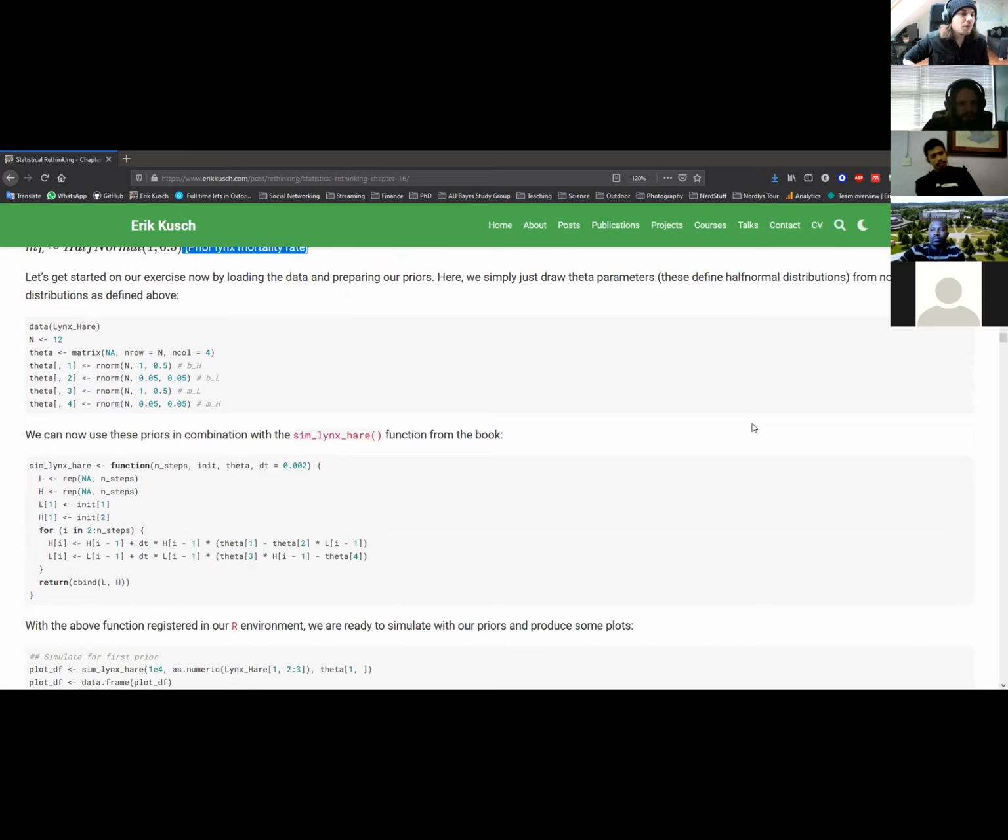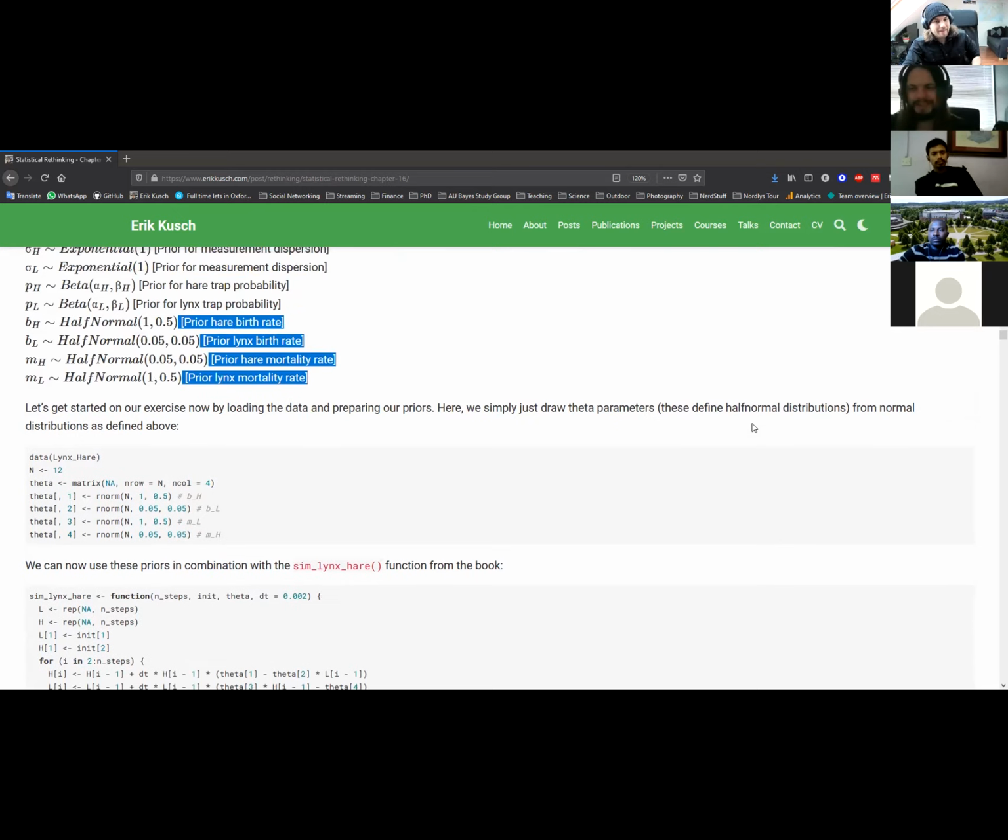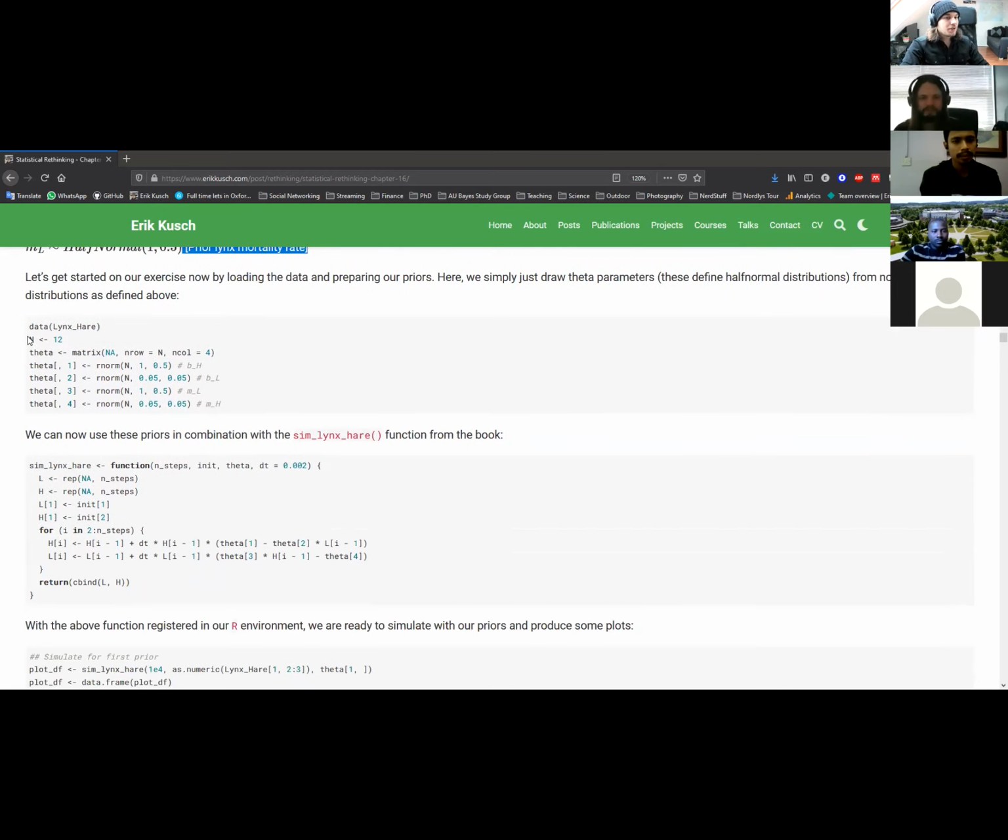Let's look at the 4 priors again, just so everybody. So there's the prior on birth rate for both animals and the prior on mortality. Okay, perfect. Thanks for stopping me there. We now again just select randomly 100 priors from these distributions which we have input into our model.